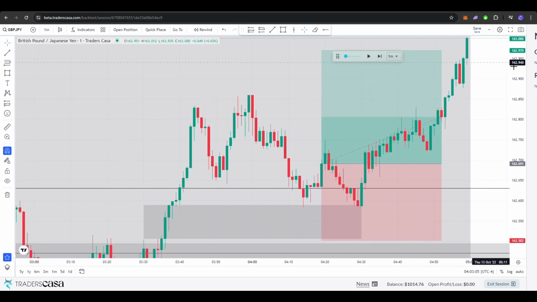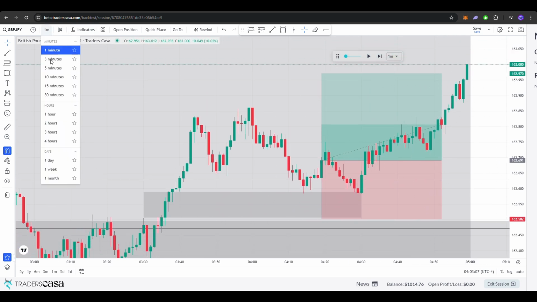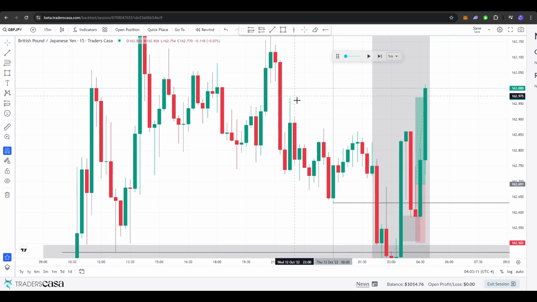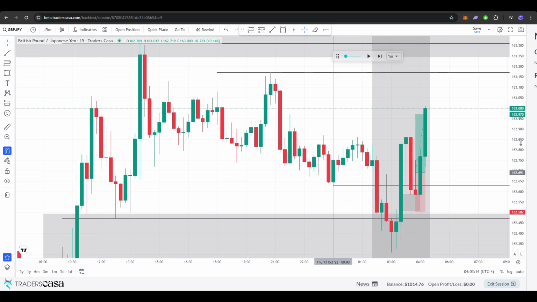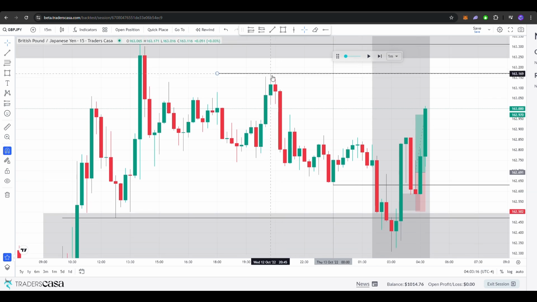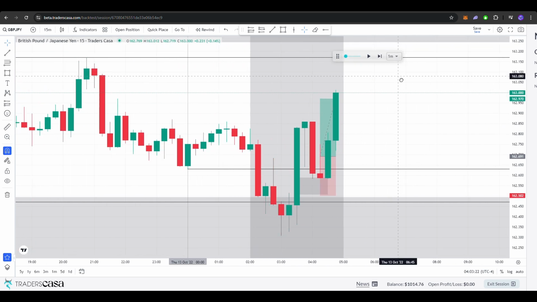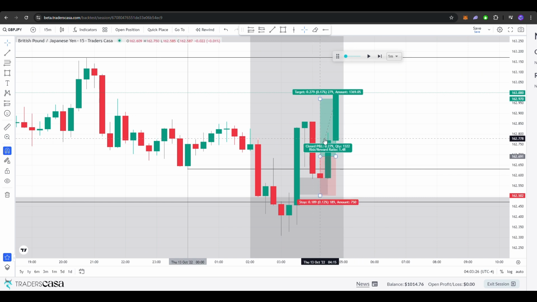And I'll first take profit above this 15 minute high. I would also have another take profit above this 1 hour high, but I don't know how to do more than one take profit on TradeCasa. So yeah, that was take profit 1, a 1.48 risk to reward. Let me let my dog out.